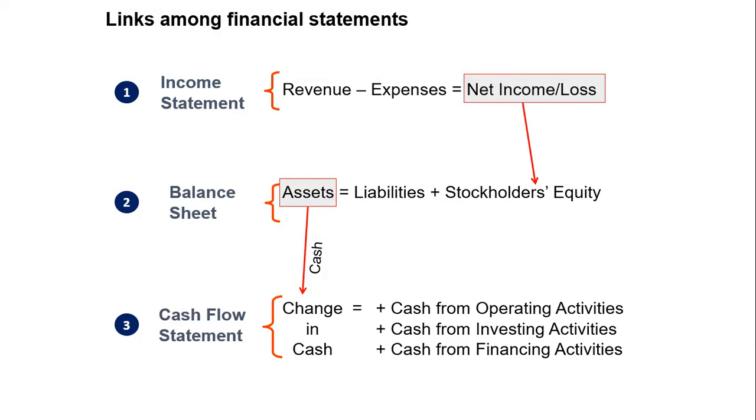So here you look at the assets. What you have is equivalent to what you owe plus what you contributed or generated in the business. That is basically what summarizes a balance sheet. And then a cash flow statement is simply cash in and cash out in the business.